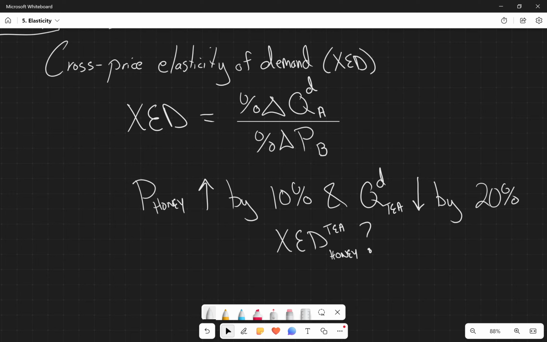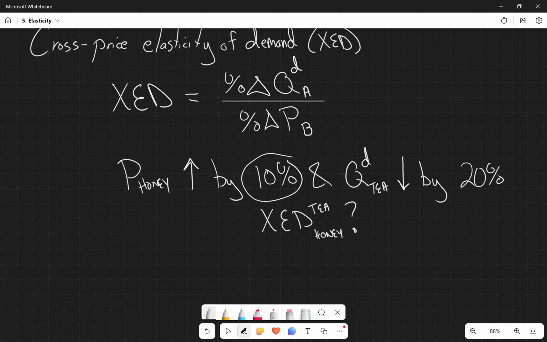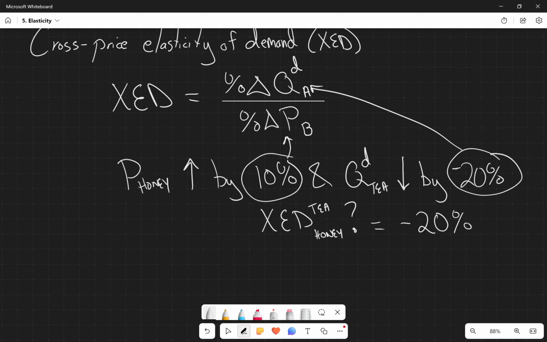And so the way that we would do this is we would take this 10% and put that in the denominator as the price change for B, having honey be our B good. And then we take the 20% and put it in the numerator as the percentage change in the quantity demanded of A, having tea be our A good. So this is simply going to be, well, we have to keep our signs in mind here. I said by 20%, but when we're putting it into the formula, we have to say negative 20% because it's a decrease of 20%. And then we divide that by positive 10%, and this is going to give me a negative 2.